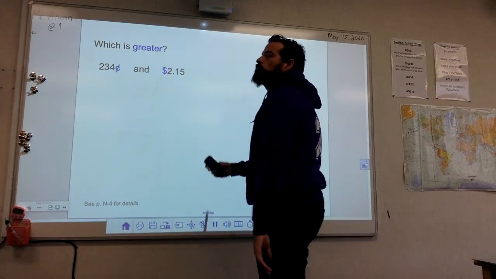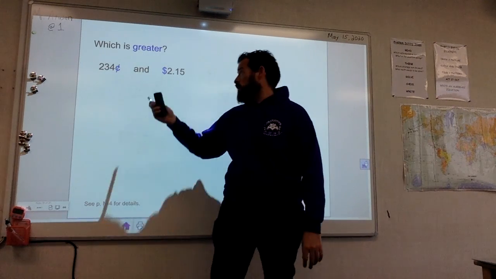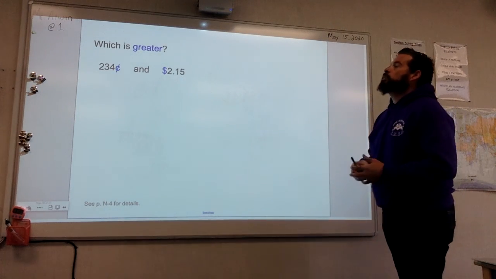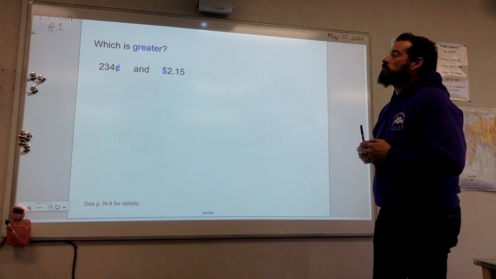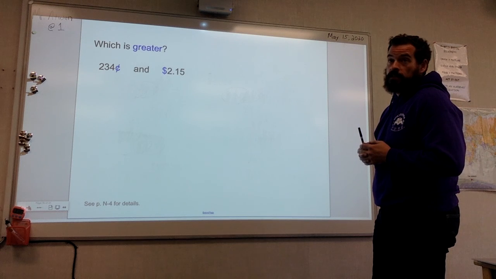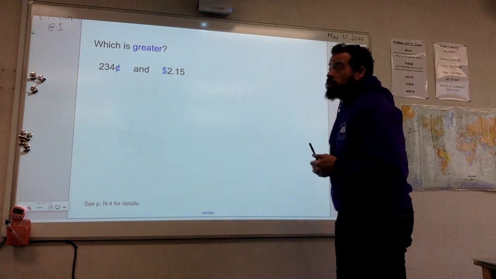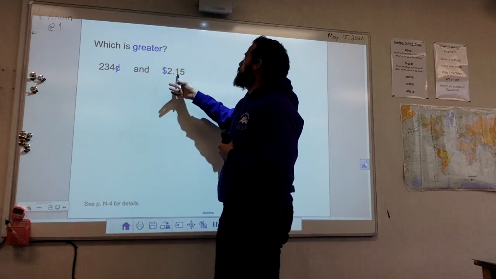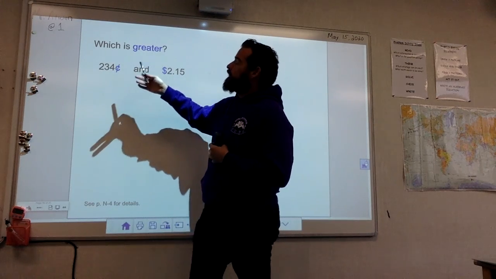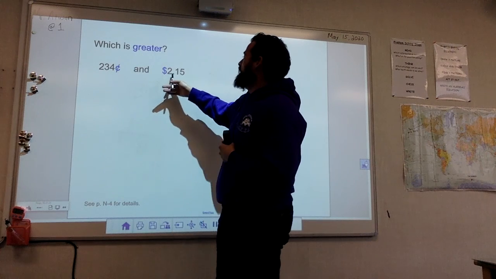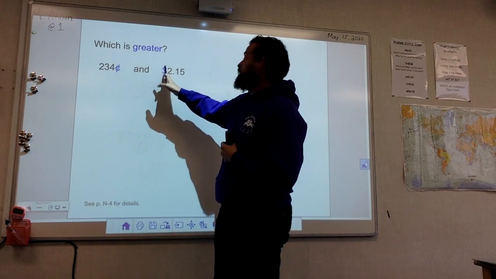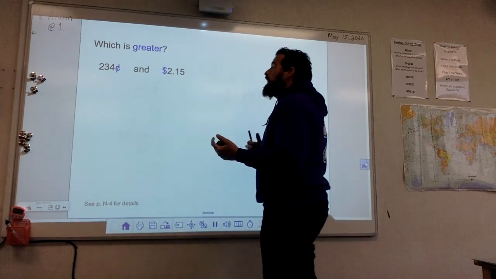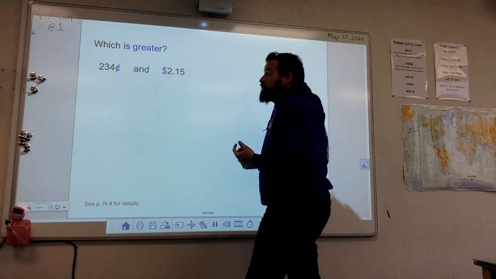Okay, so here we start dealing with different notations. So we've got 234 cents and $2.15. Basically, there are two ways that you can do this. We've got the same amount of numbers, right? And if you remember from before, you can either change this to cent notation or change this to dollar notation, and that might help you out a bit.